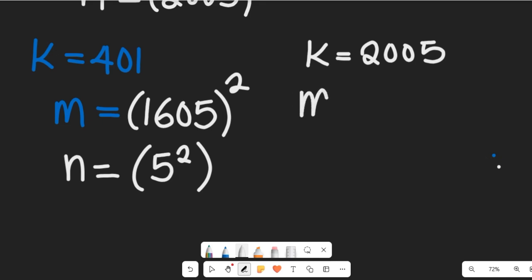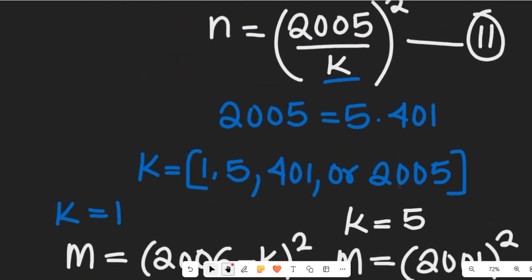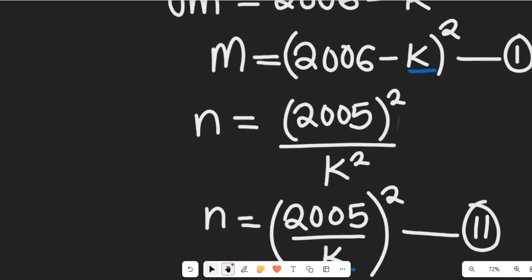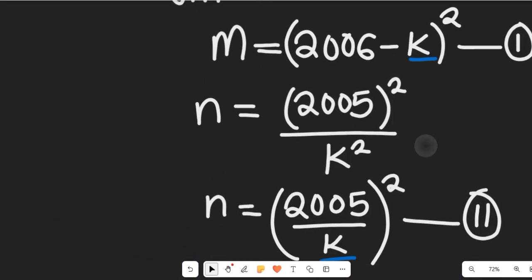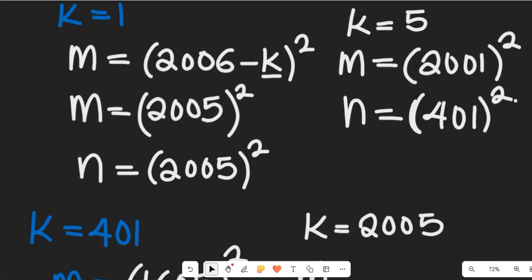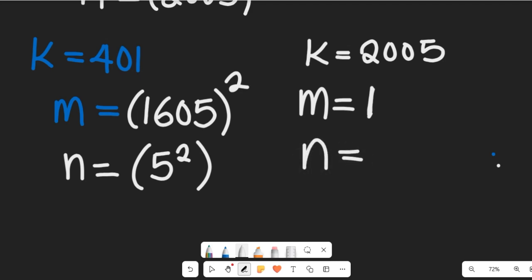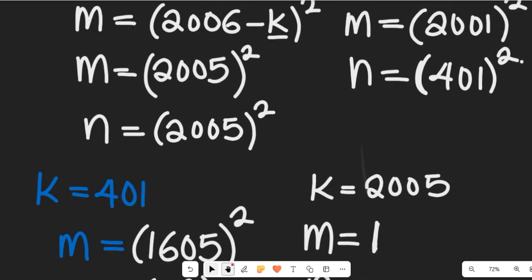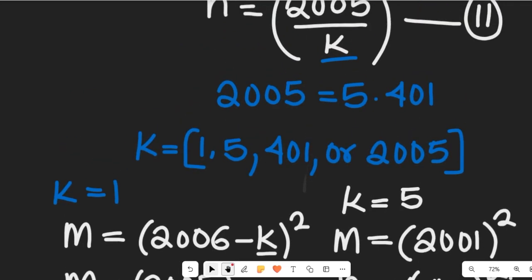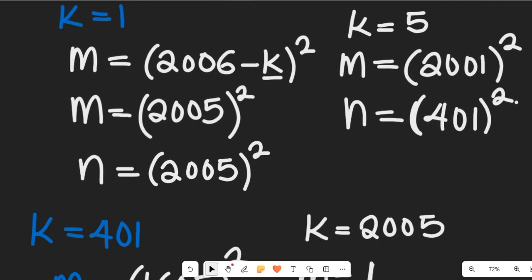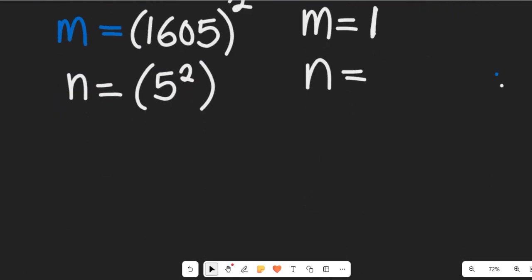So finally, if I have my k to be equal to 2005, these are possible values of k, then my m from this expression will be equal to, insert the value of m here, that will simply give me 1, right? 1 square is 1. Then if I insert the value of 2005 into this other expression for n, then the value of my n will still be equal to 1 square, which is equal to 1.